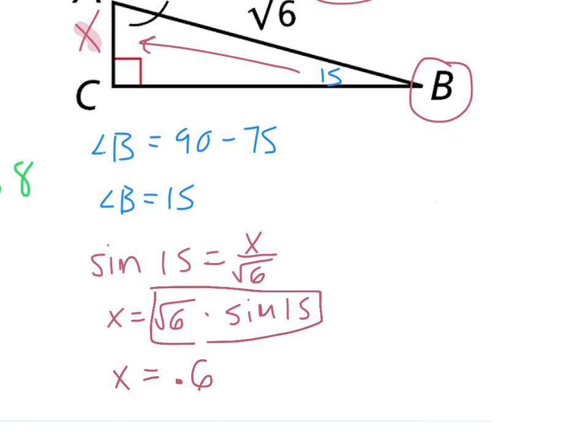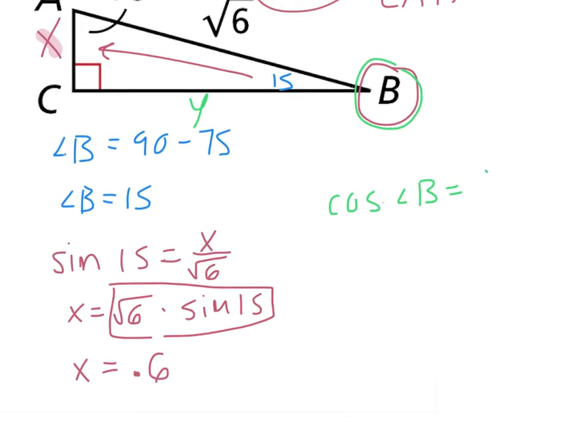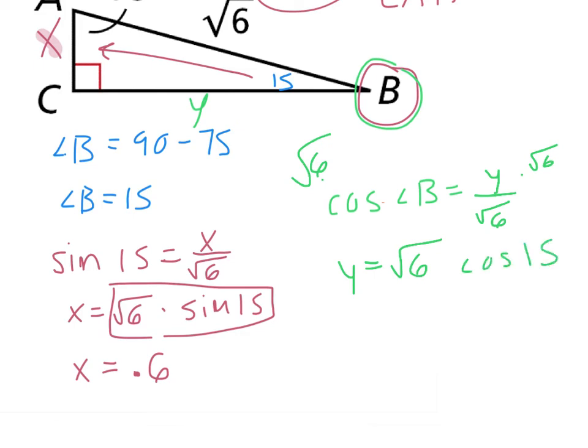Okay, and lastly, we need to find BC. So let's call this y. So what can we do to find y? We could do angle B. So from the perspective of angle B, what can we do? You could do adjacent over hypotenuse. Let's do adjacent over hypotenuse. So which is cosine. Cosine of angle B is equal to, what's the adjacent? Y. And our hypotenuse is square root 6. So we're going to multiply both sides by square root 6. So we get y is equal to square root 6 times the cosine of 15. So the cosine of 15 times square root 6.